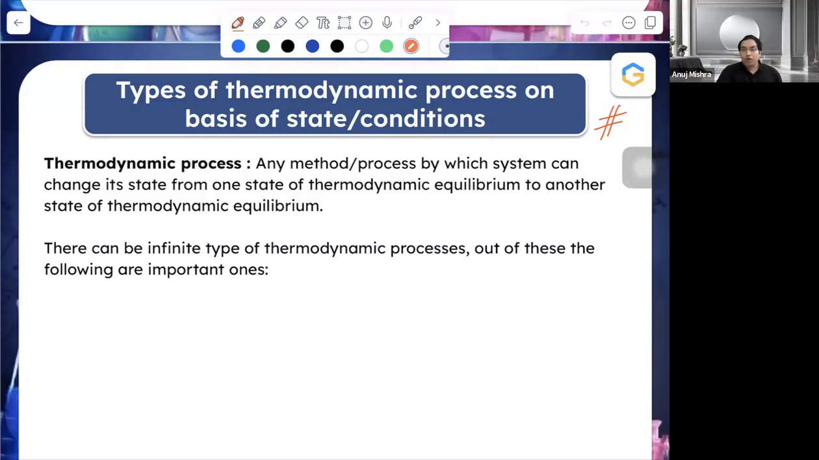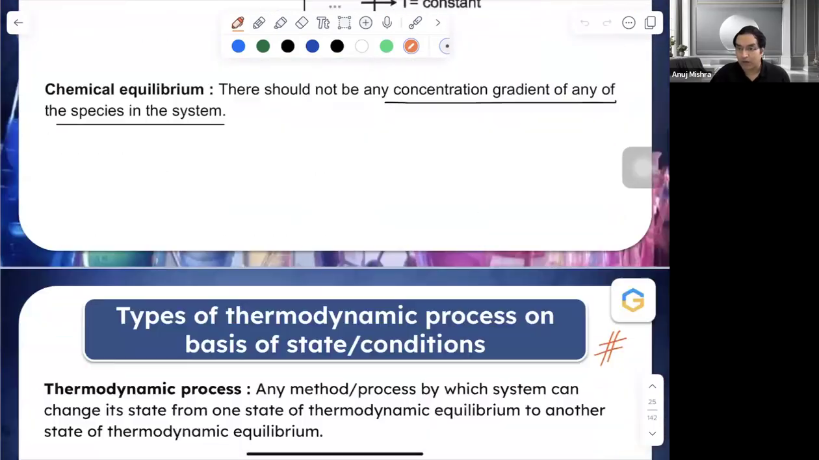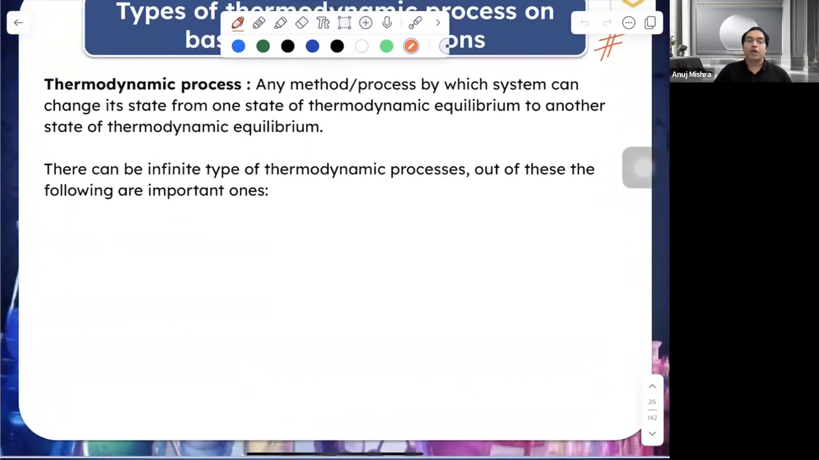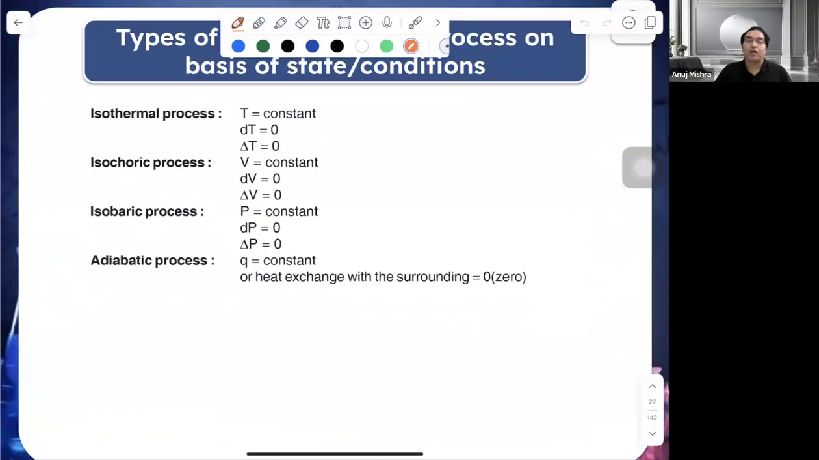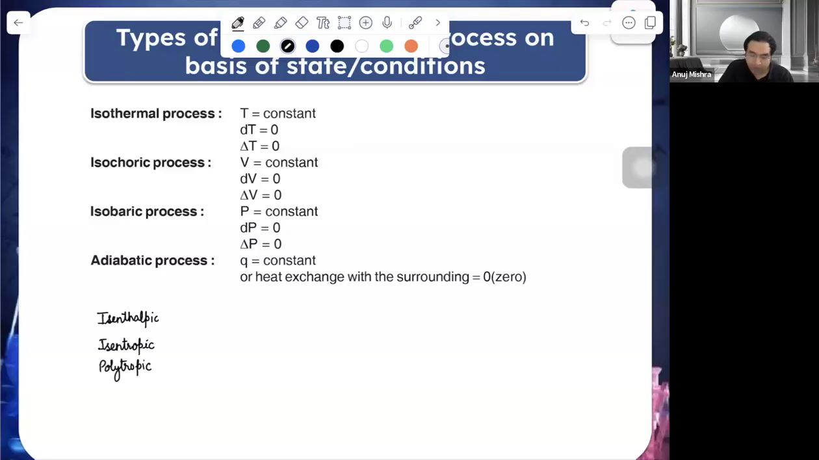Okay, so let's start. Thermodynamic processes remaining, I think you have revised and come for today's class. Whatever you've done in the last class. Let's talk about thermodynamic processes. So isothermal, isochoric, isobaric, adiabatic, then there are terms like isenthalpic, isentropic, polytropic.